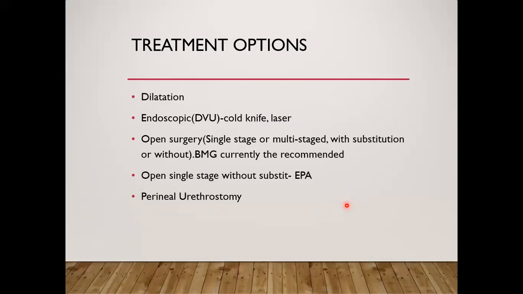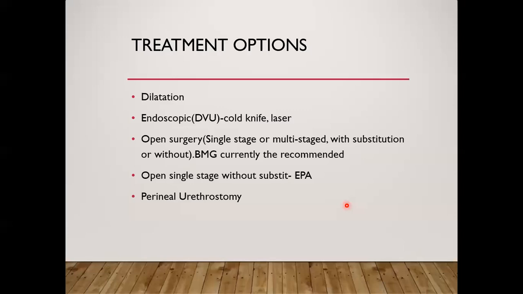Now, in the treatment options, we have dilatation, we have endoscopic modalities, what we call DVU, direct vision urethrotomy. We also have open surgery. And this open surgery may be single stage or multi-staged. It may be with substitution or without substitution. You may also want to just do a perineal urethrostomy. The perineal urethrostomy, we shall go through slowly, one by one, so that you understand.